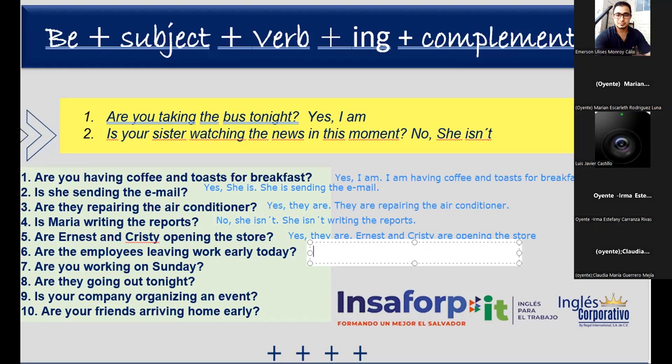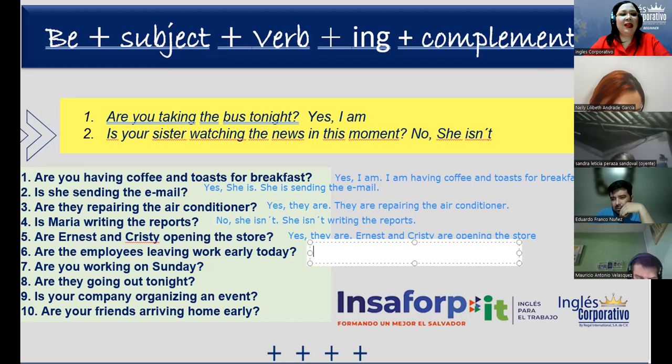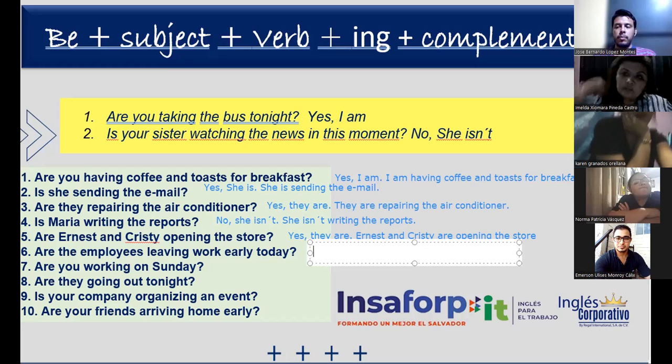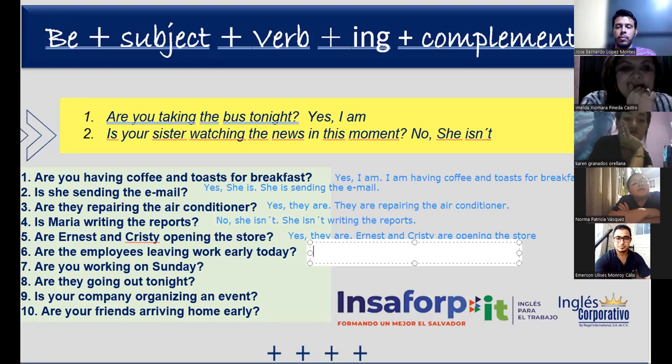Okay, Eduardo, please continue with number six to another classmate. ¿La contesto o hago la pregunta yo? No, you have to ask the question. Yes, it's kind of difficult because we can't see who is available, right? Vaya, enciendan su cámara, chicos. Estamos participando. Vamos a ver. There they are, okay. Eduardo.